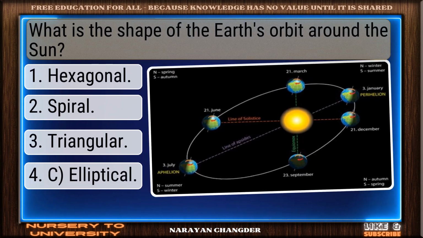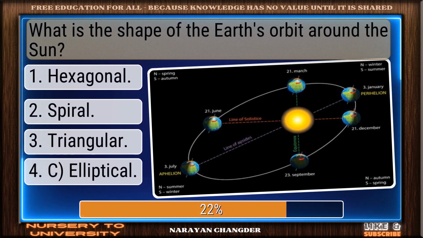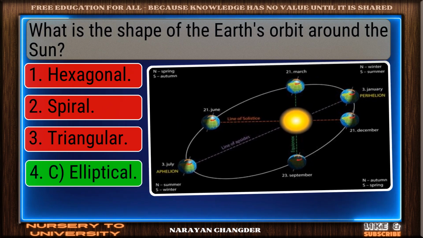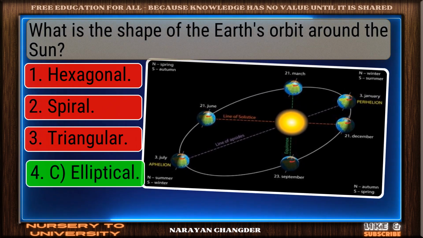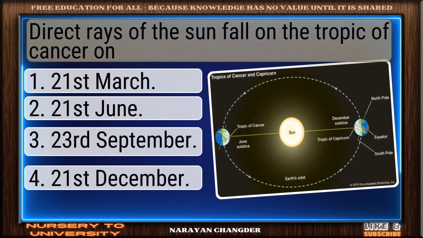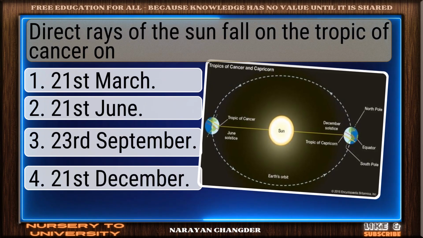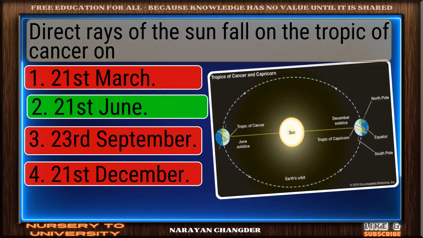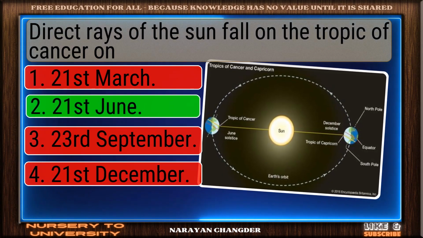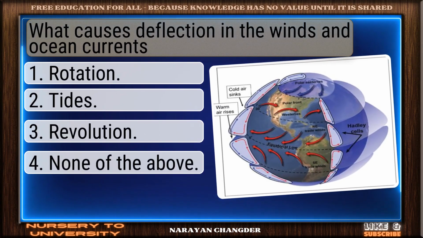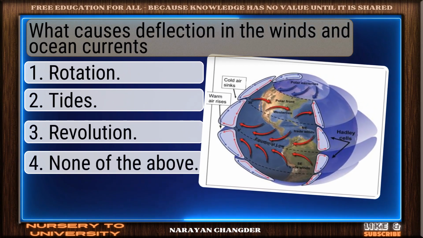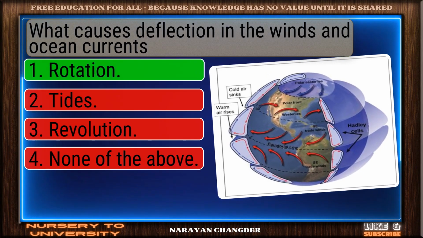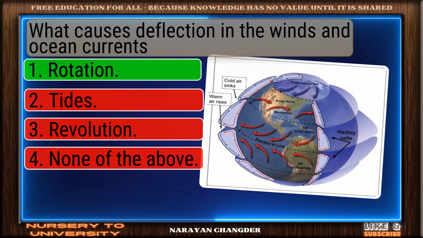What is the shape of the Earth's orbit around the Sun? Right choice. C elliptical is the best answer. Direct rays of the sun fall on the Tropic of Cancer on. Excellent. 21st June is a brilliant choice. What causes deflection in the winds and ocean currents? Good thinking. Rotation is the right answer.